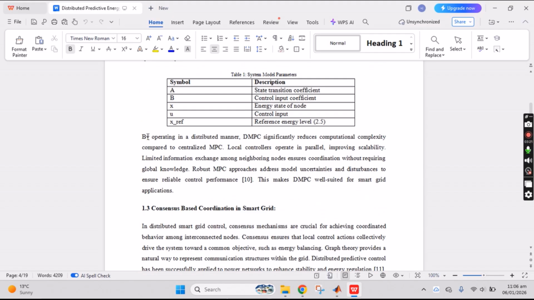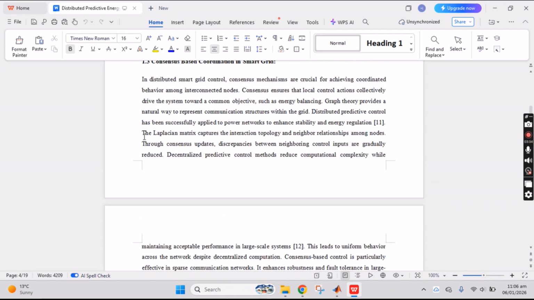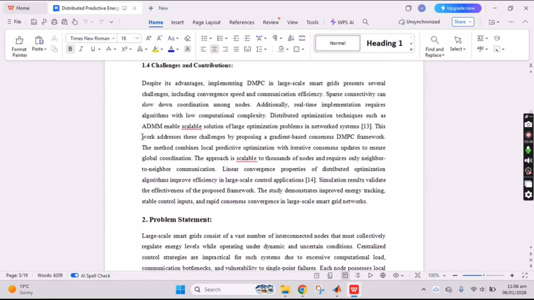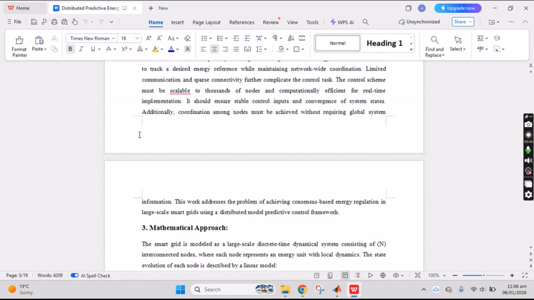So here are the system model parameters in terms of the state transition coefficient and the control input coefficient, the energy state of the node, control input, and reference energy levels, as well as consensus-based coordination for the smart grid. These are the challenges and contribution, and the problem statement I also explained very well.